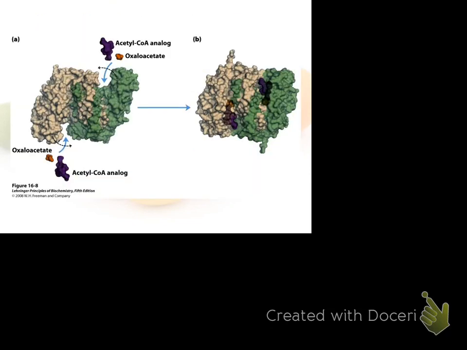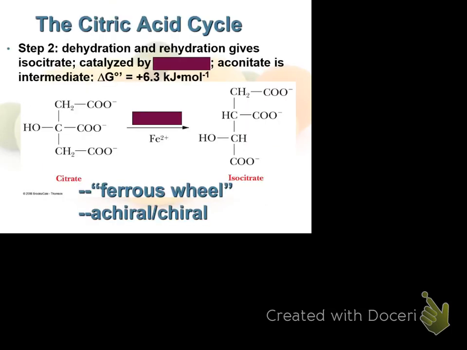So this just shows you how this is a dimeric protein. One of the reasons why I really like this is you can see clearly how it's like the binding site, how they can come on in here and activate each other and react. But this is really cool. This is step 2. And by the way, they're not including step 0, there are 8 steps. This is a dehydration, rehydration. You're going to form isocitrate.